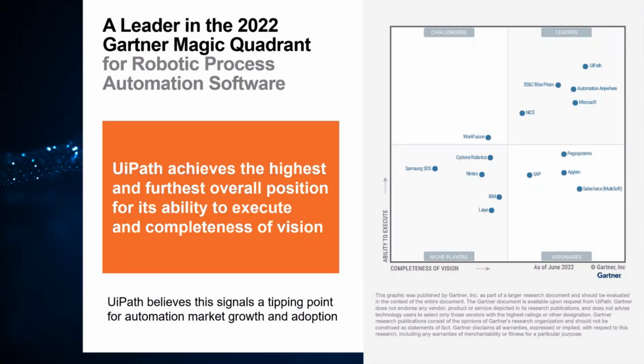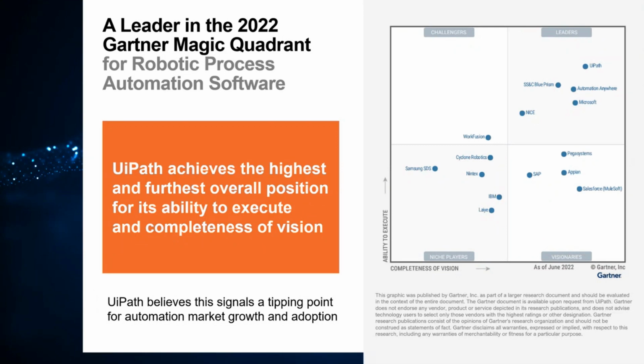You can see the comment for UiPath: UiPath achieved the highest and furthest overall position for its ability to execute and the completeness of vision, especially in the RPA part. So it's a leader. Of course, I'm not the one who made up this chart. It is a survey company who came up with this chart, who did the survey from the market and came up with this result.